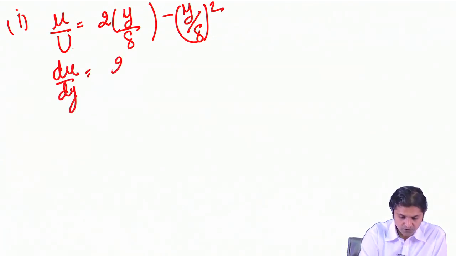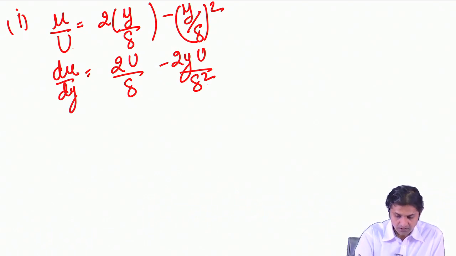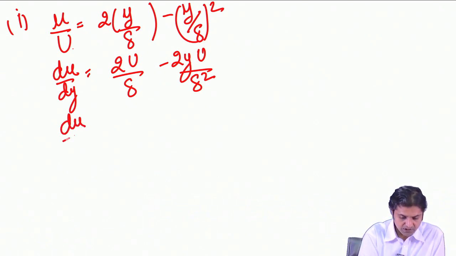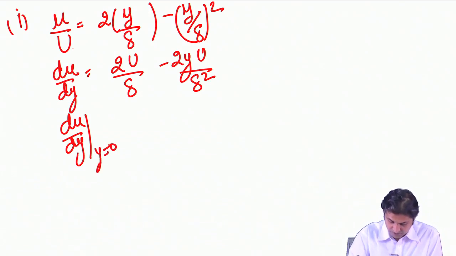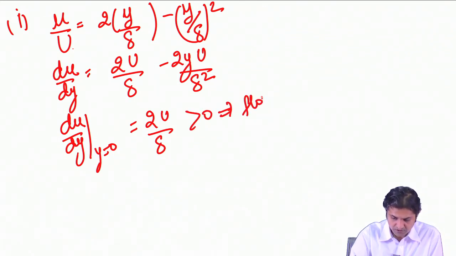So, this is going to be 2U/delta minus 2yU/delta squared. And du/dy at y equal to 0 will give us 2U/delta, which is greater than 0, that means the flow is attached.